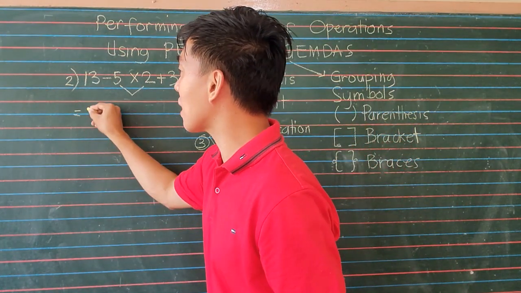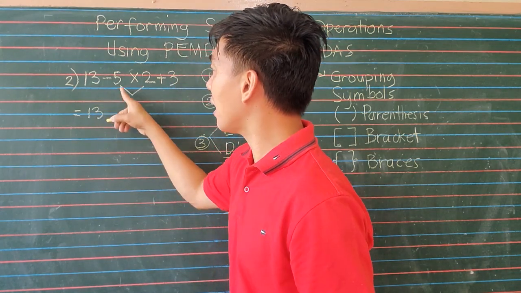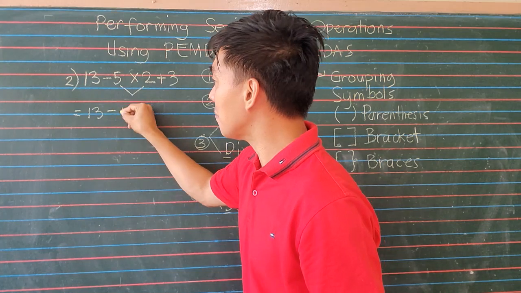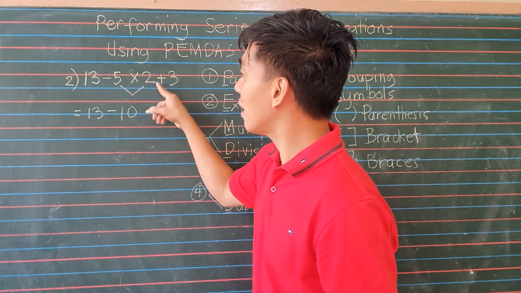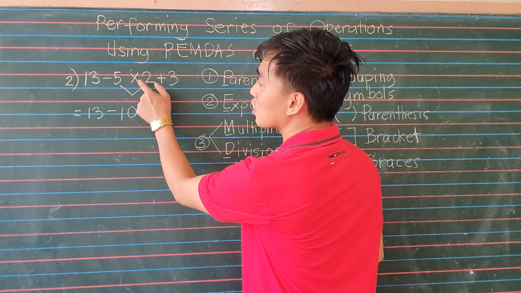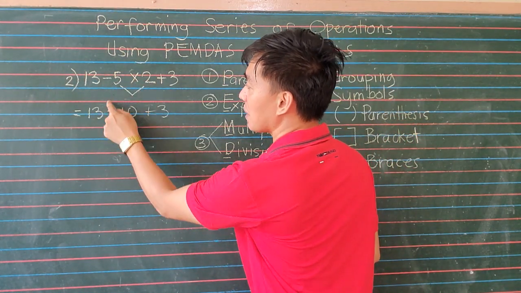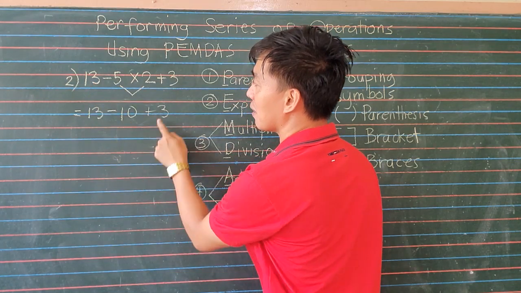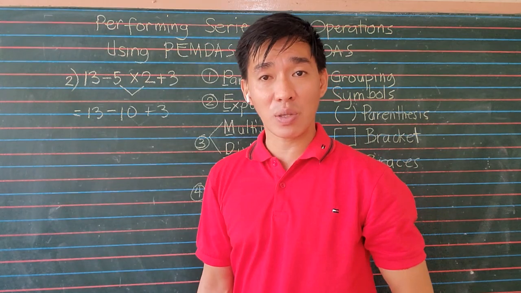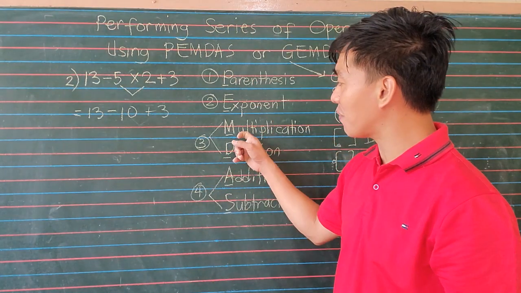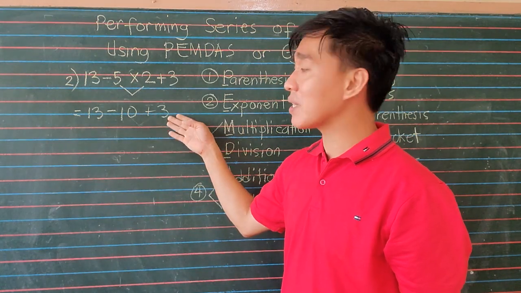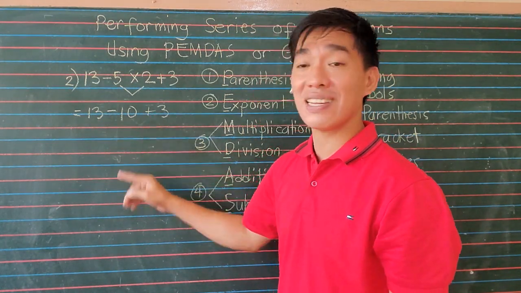So you just copy 13, then 5 times 2 is equal to 10. So that's 10. Then copy plus 3. Again, 5 times 2 is equal to 10. You copy the minus and copy 13. You copy the plus and copy 3. The next thing that we have to do is check if we still have the multiplication and division operations. No more. What is left here is subtraction and addition.